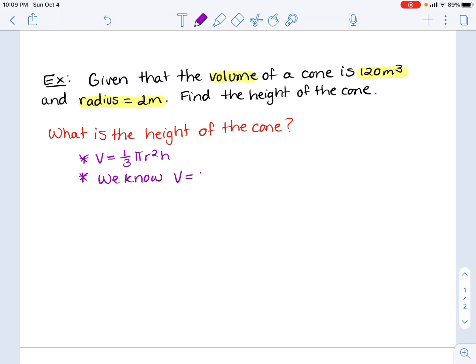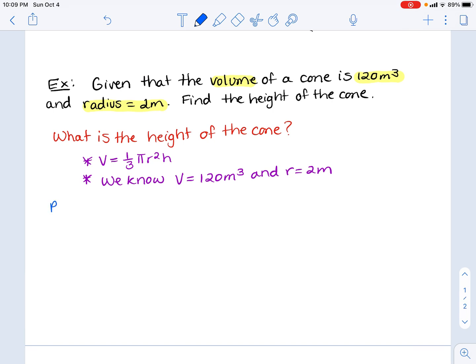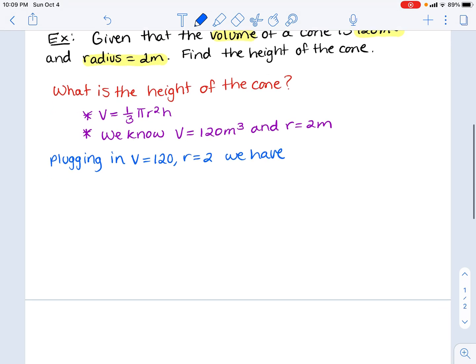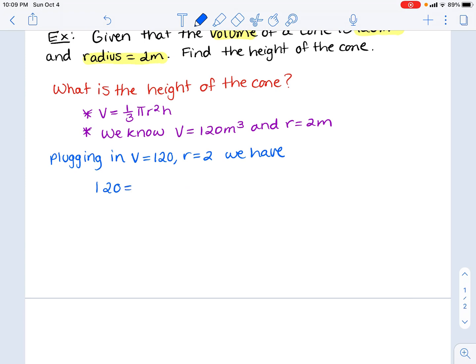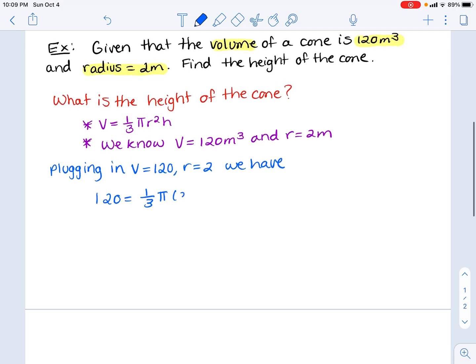And so we know that V is equal to 120 meters cubed and R is equal to 2 meters. Plugging in V equals 120 and R equals 2, we have 120 is equal to 1/3 pi, and then R is 2 squared, and then h.